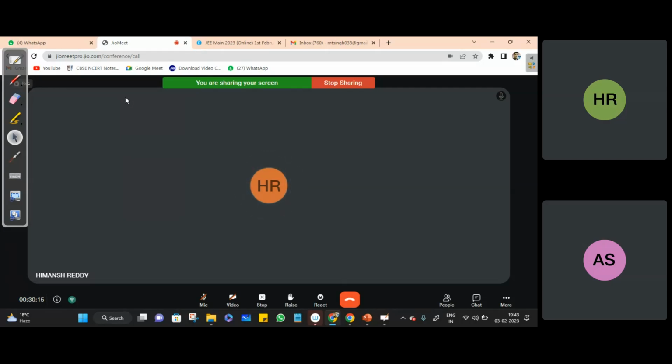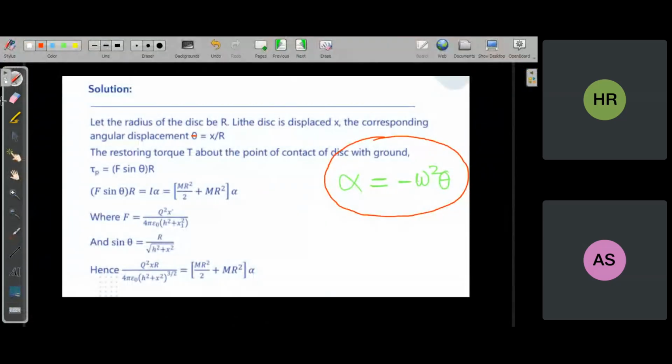Yes, am I audible? They are audible, sir. Okay. Is the screen visible or not? The screen is visible, sir. It is visible, sir. Okay.